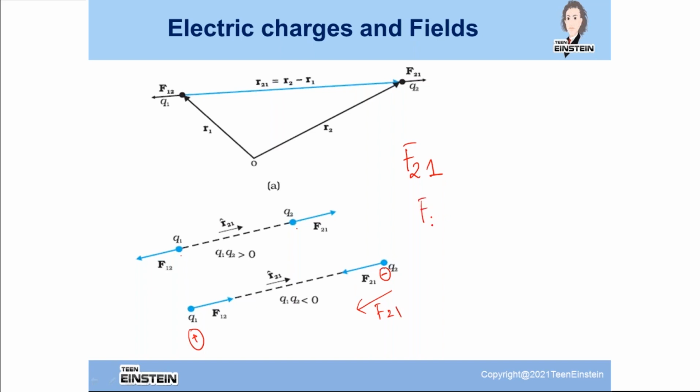So what will be the direction of F12? F12 direction will be this way, see this one. Earlier F12 was this way, and that was repulsion. So repulsion means this way and this way, and attraction means this way and this way. This is attraction, and this is repulsion.